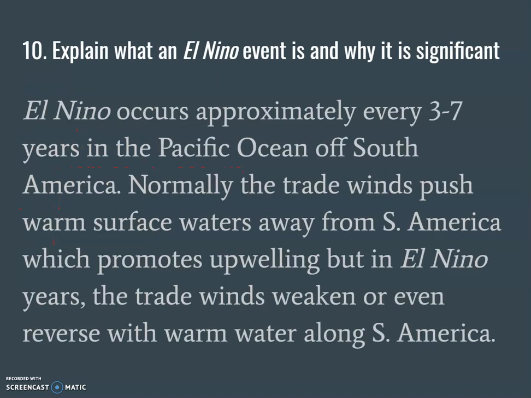Explain what an El Nino event is and why it is significant. El Nino occurs approximately every 3 to 7 years, so it's not regular. In the Pacific Ocean, off South America, normally the trade winds push warm surface waters away from South America, which promotes upwelling and that nice cool water, so it's highly oxygenated. But in El Nino years, the trade winds weaken or even reverse, and the warm water stays along South America.